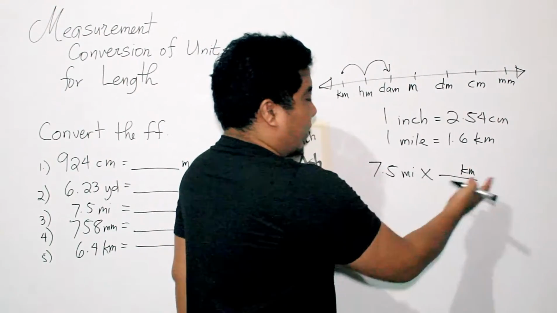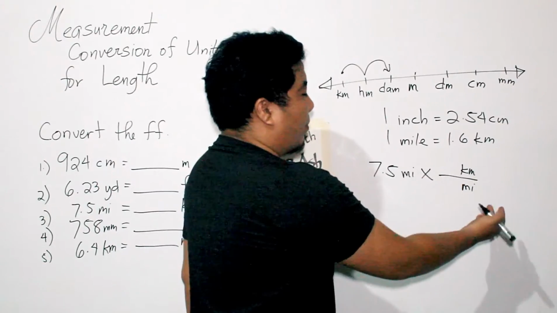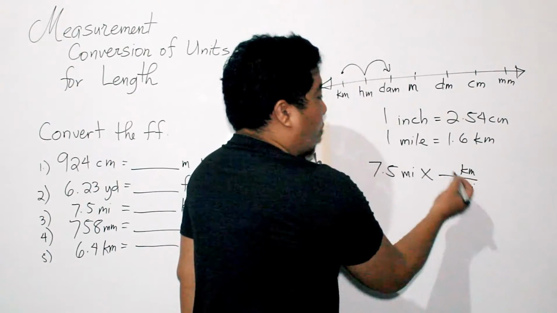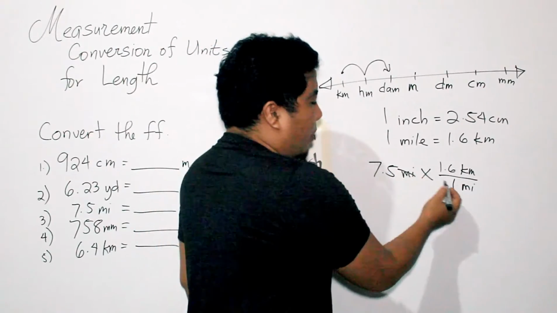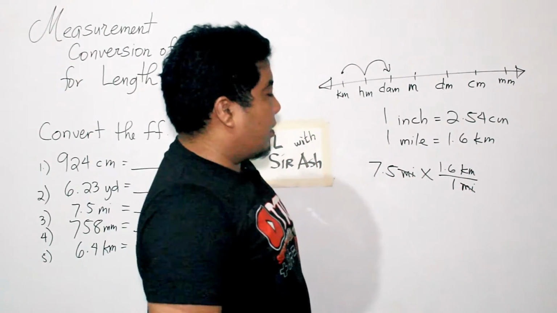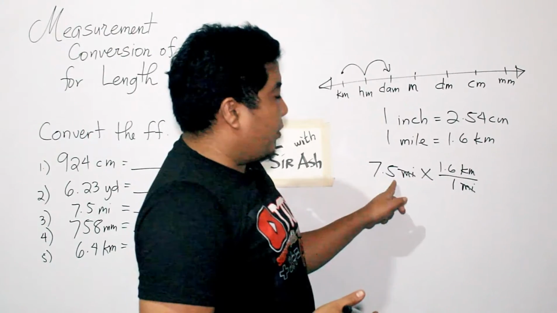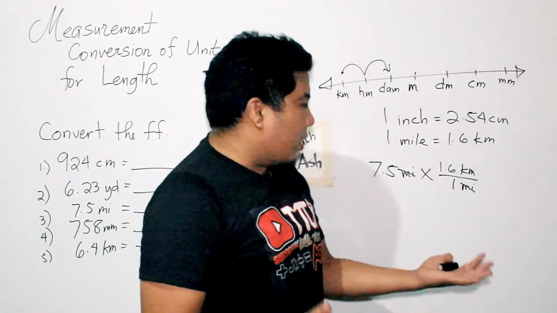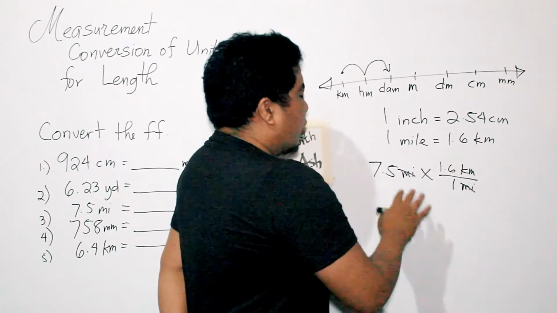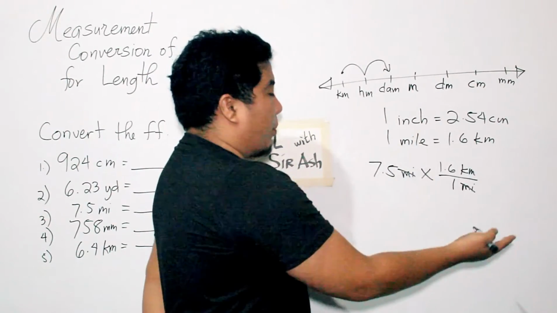So, basically, what is the conversion ratio between kilometer and miles? In 1 mile, we have 1.6 kilometer. So, the miles here will be cancelled and you just have the mathematical sentence 7.5 times 1.6 divided by 1. So, you know, divided by 1, that is already a whole number. Okay, so we have 7.5 times 1.6.